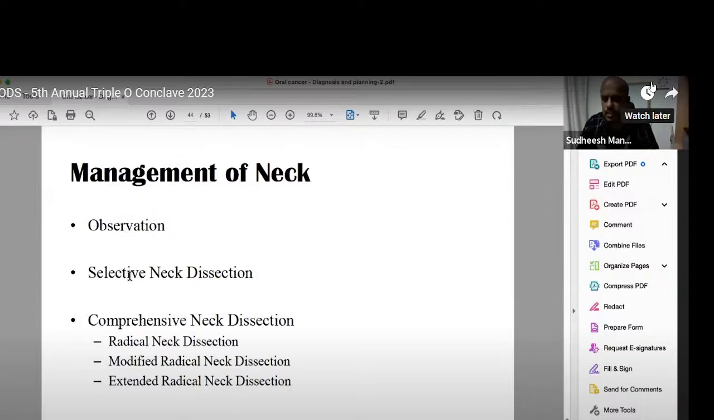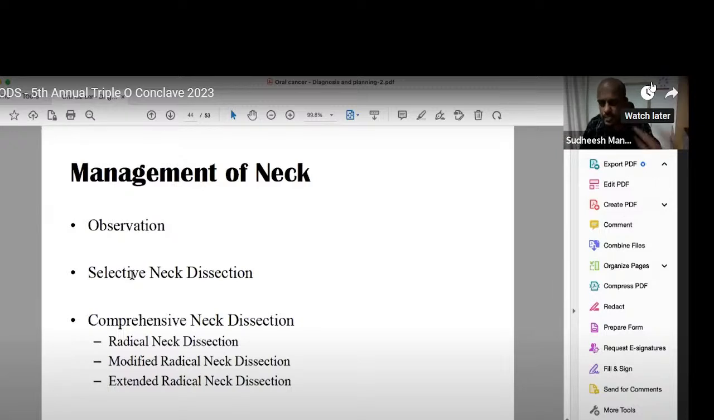Selective neck dissection means, as I told you, there are 5 levels of lymph node stations. You remove 1, 2, or 3 lymph node stations. That is called selective. You are not removing all the lymph nodes. That is called selective neck dissection. And if you remove all the 5 levels, that is called comprehensive neck dissection.